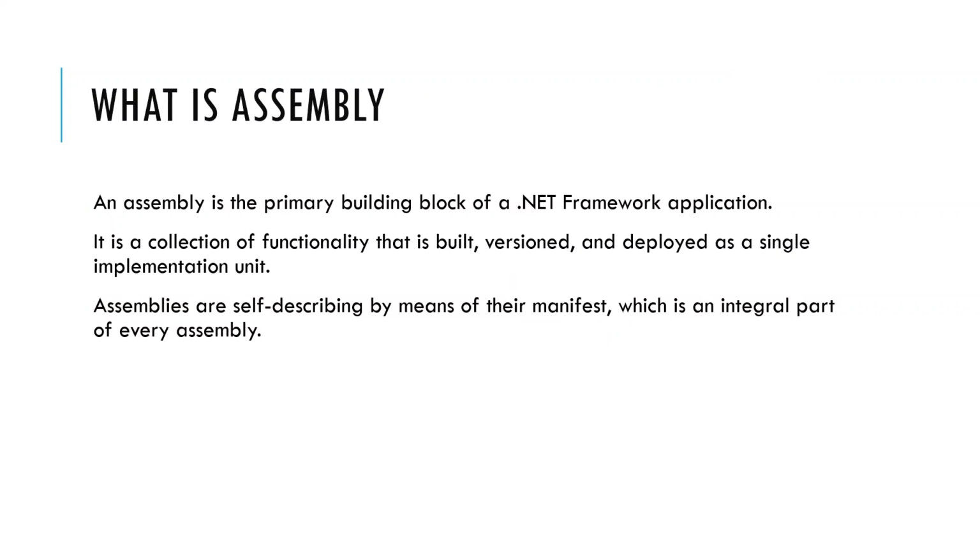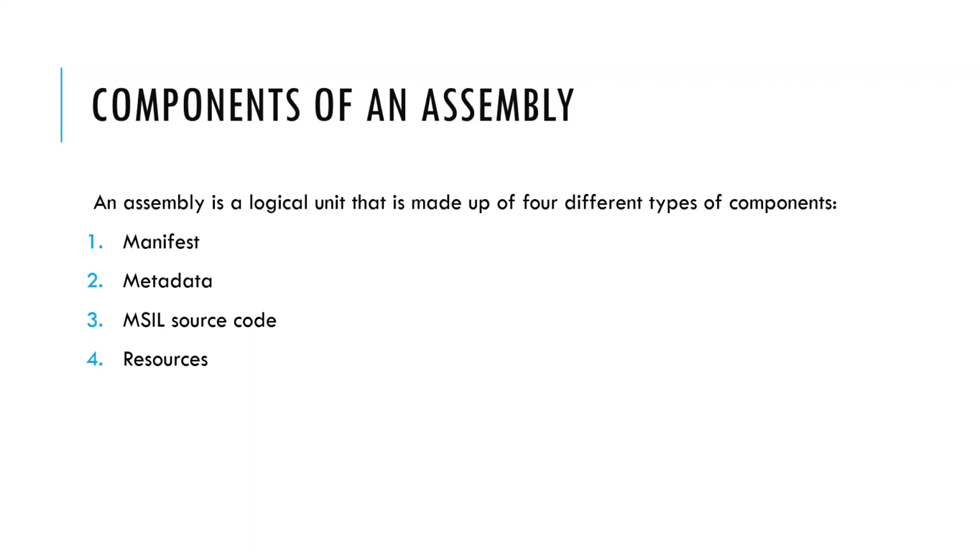So what exactly is an assembly? An assembly is a primary building block of a .NET Framework application. It is a collection of functionality that is built, versioned, and deployed as a single implementation unit. Assemblies are self-describing by means of their manifest, which is an integral part of every assembly.